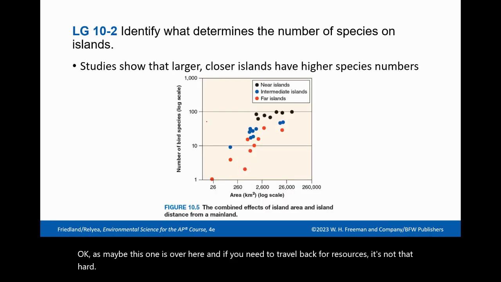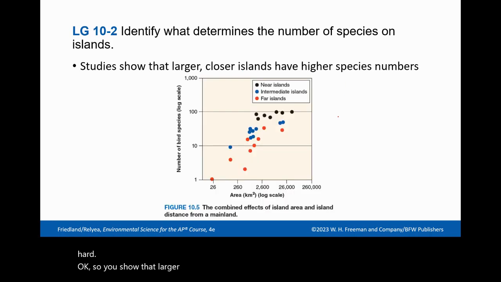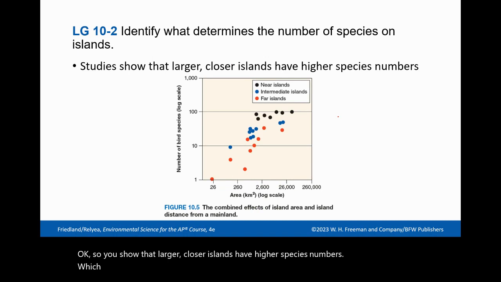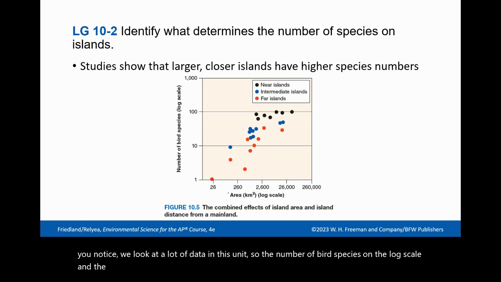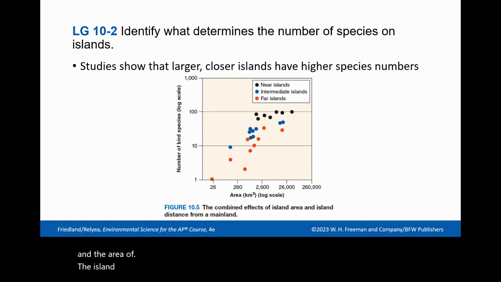Case studies show that larger, closer islands have higher species numbers, which definitely makes sense with what we just talked about. So again, this is another chart. If you notice, we look at a lot of data in this unit. So the number of bird species on the log scale and the area of the island, and also how far away the island is from the mainland. So you can definitely see there's a relationship.